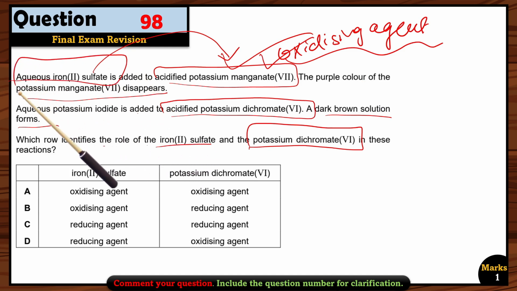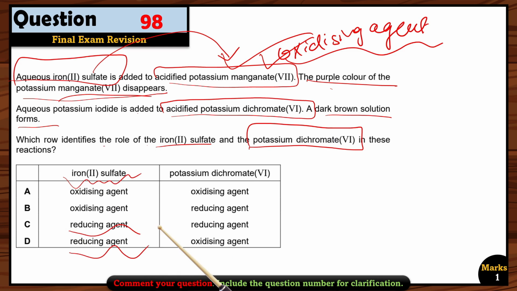Why reducing agent? Because the color has changed. If there was no change in the color, then it means this is not a reducing agent. Okay, so because the reducing agent will reduce potassium manganate, that's why there is a change in color. So now they are asking what is aqueous iron sulfate, right? So it is a reducing agent. Why reducing agent? Because we already know that potassium manganate is an oxidizing agent.